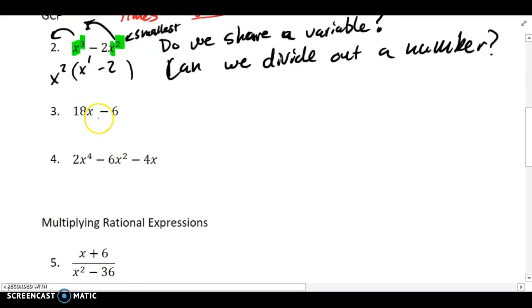In this one, they have no x's in common, but we can actually divide by 6 on both of these. So I'm going to write it as 6 and then divide out the 6. So we get 3x minus 1. If I distribute again, I go back to the beginning.